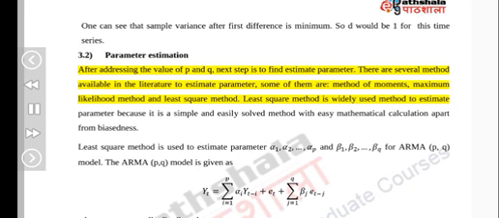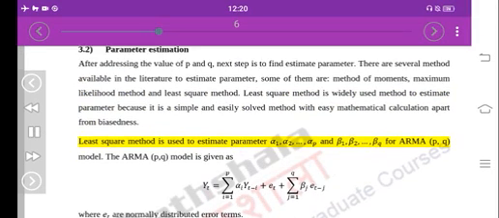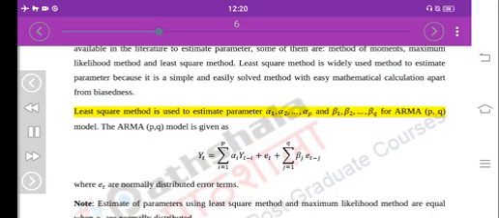Some of them are method of moments, maximum likelihood method and least square method. Least square method is widely used to estimate parameters because it is a simple and easily solved method with easy mathematical calculation, apart from biasedness. Least square method is used to estimate parameters alpha 1, alpha 2, ..., alpha p and beta 1, beta 2, ..., beta q for the ARIMA (p, q) model.